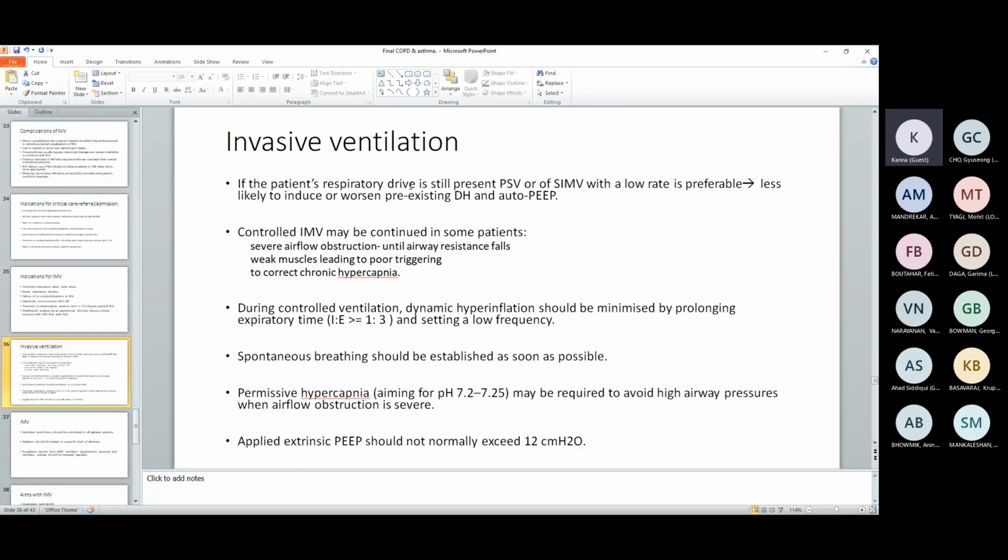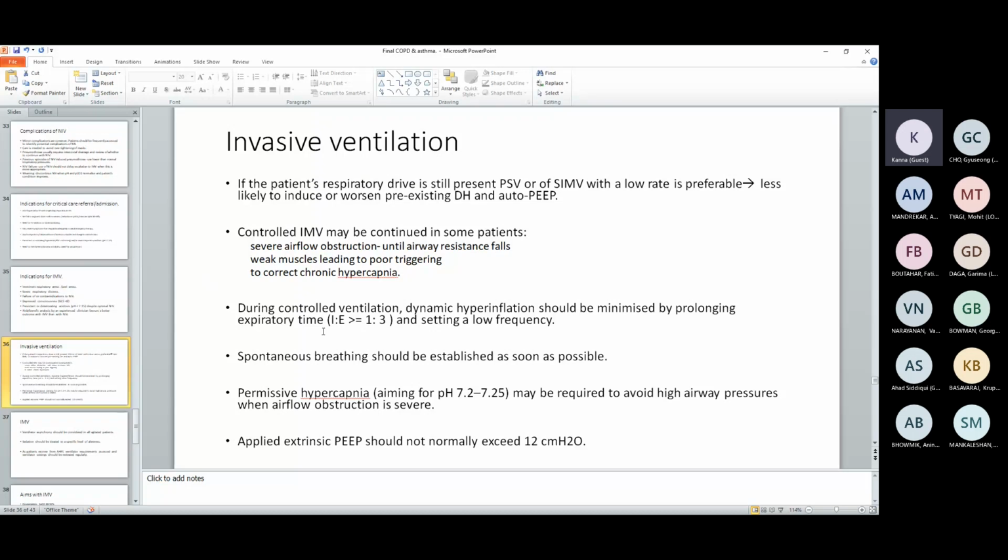So, for example, if the patient is having severe airflow obstruction, until the resistance falls, we need to continue the controlled mechanical ventilation. And if the patient has weak muscles and that leads to poor triggering, then we need to continue mechanical ventilation. And to correct the chronic hypercapnia also, we need controlled mechanical ventilation. So during controlled mechanical ventilation, the dynamic hyperinflation should be minimized by prolonging the expiratory time.